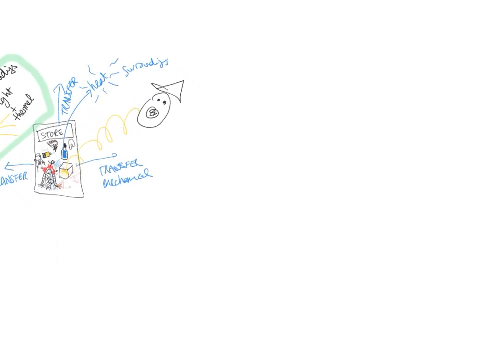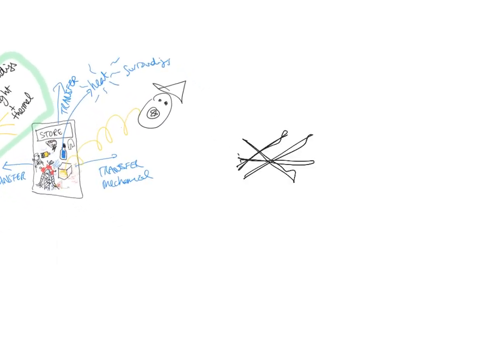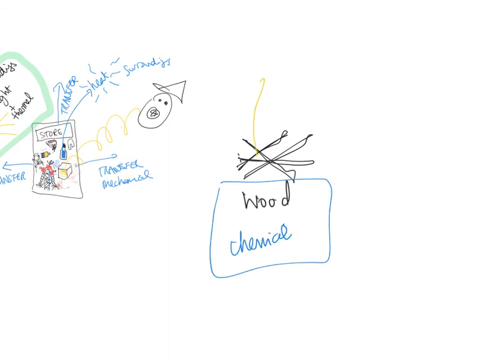Let's have a look at another example. Imagine you had a load of wood. Wood is a store of chemical energy. Once we light the wood, energy is transferred to the surroundings as light and as thermal energy.